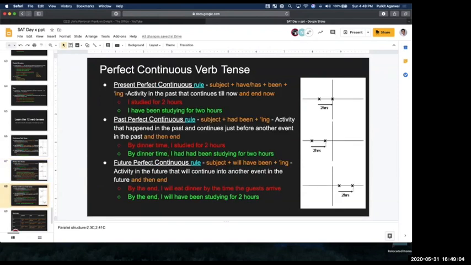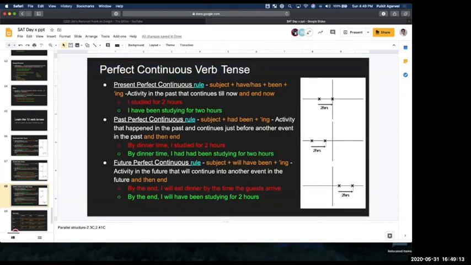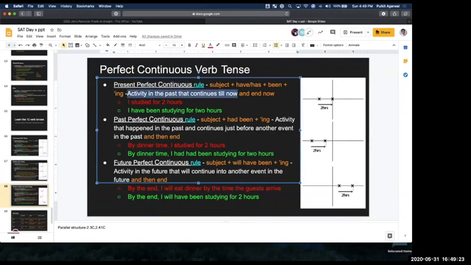All right. And then we combine both. We combine continuous and perfect from before to get perfect continuous verb tenses, right? Isn't this so cool? English is so cool. They combine everything. What does perfect continuous mean? Well, a present perfect continuous is an activity in the past that continues into another point in either the present, past, or future. So for example, I have been studying for 2 hours. So studying happened in the past and it continues into the now.